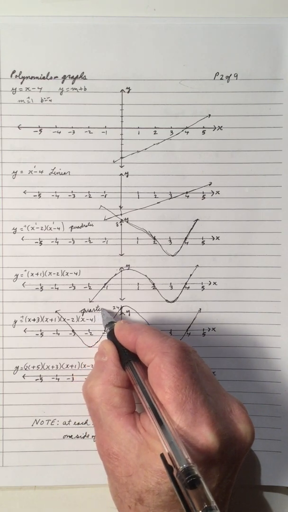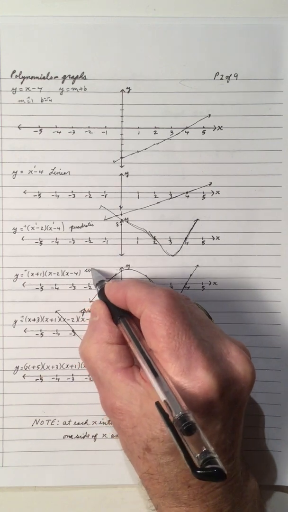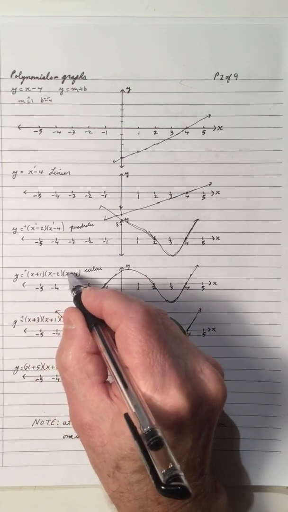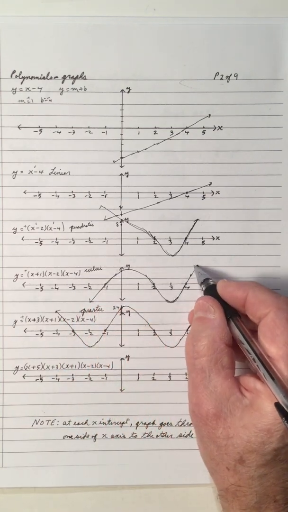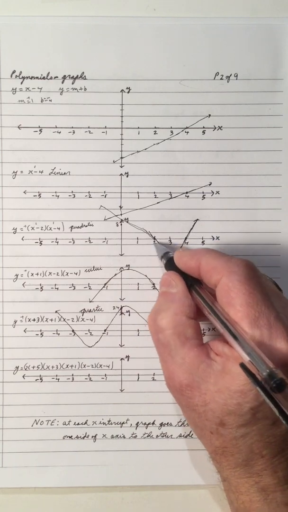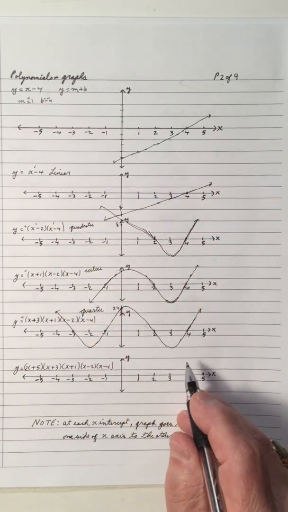And notice this quartic has 4 intercepts. Notice that this, oh, I forgot to put it in. This is a cubic. Degree 1, 2, 3, cubic. Notice the cubic has 3 x-intercepts. Quadratic has 2 x-intercepts. Notice the linear has 1 x-intercept.